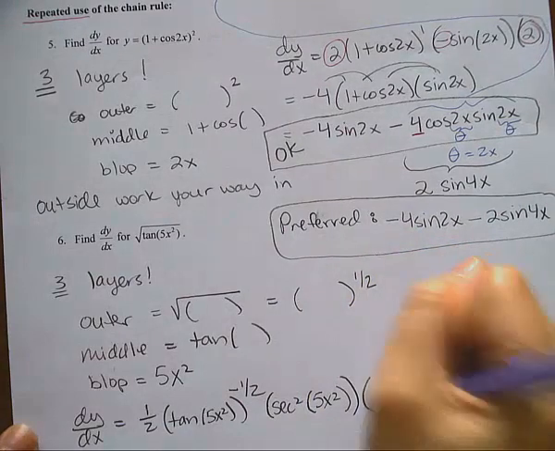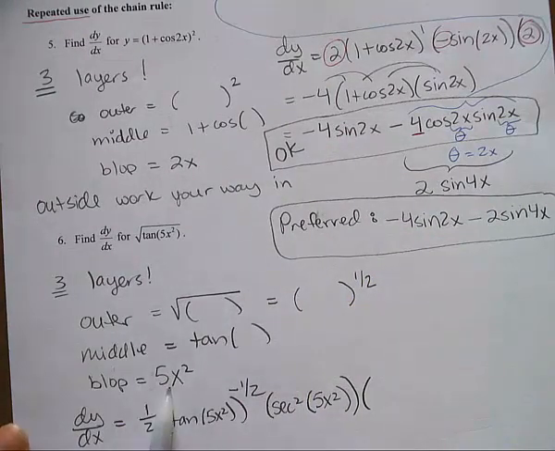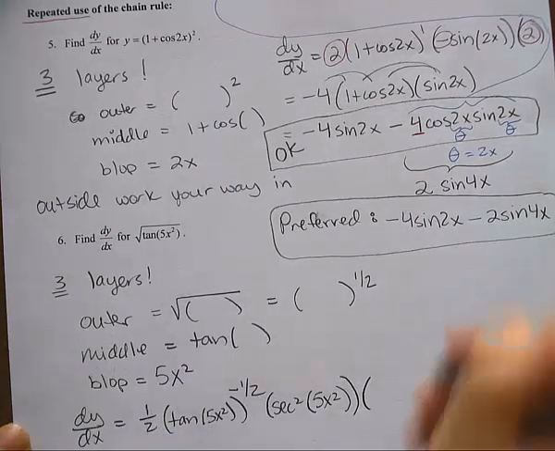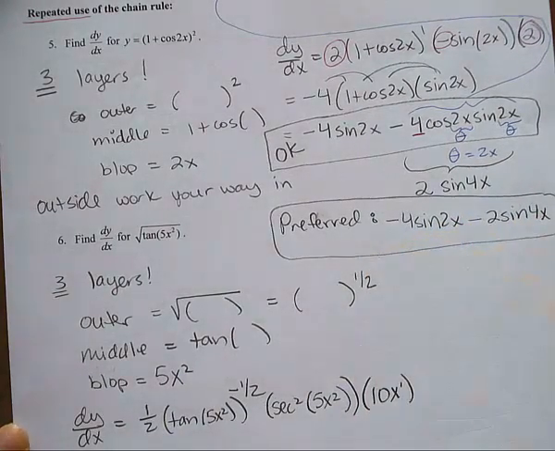Okay, then we're down to the last layer. We just have to take the derivative of the BLOP. So we bring the 2 in front. So 2 times 5 is 10. So we have 10x to the first power. And that's the answer right there.